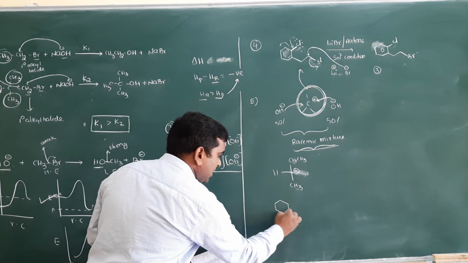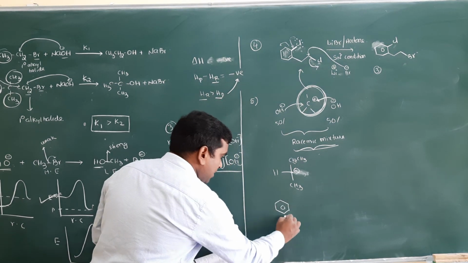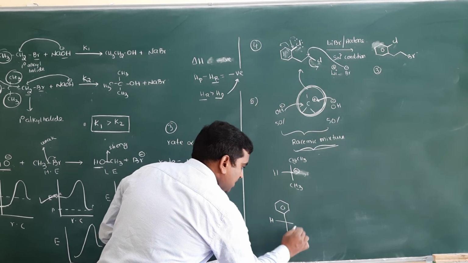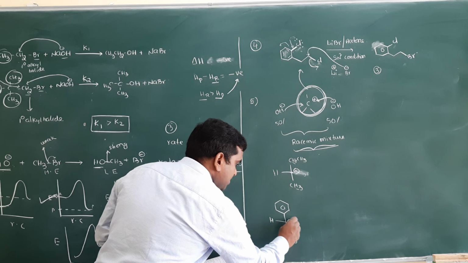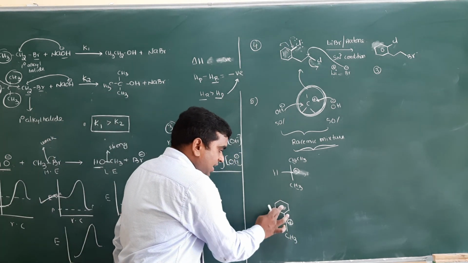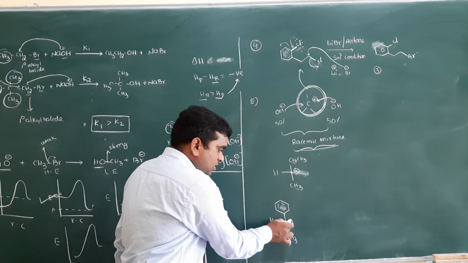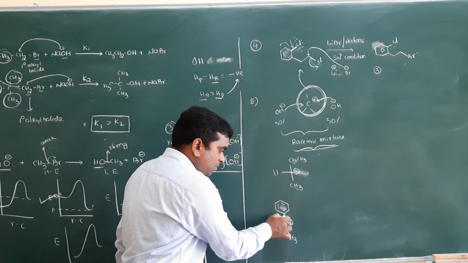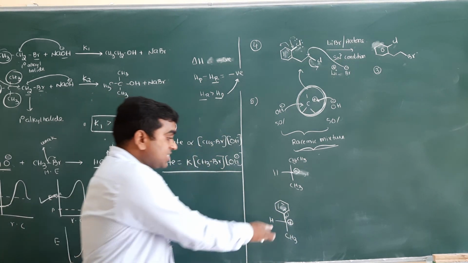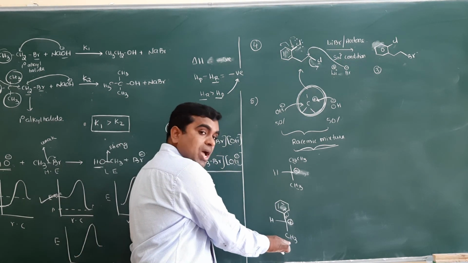But see option 3. What is there here? There is a benzene ring, and here hydrogen and CH3. If chlorine is removed, you will get a positive charge here, and here the benzene ring is there. The positive charge and the double bond are separated by a single bond. That is conjugation, so they are involved in resonance. It is stabilized by resonance and also hyperconjugation.